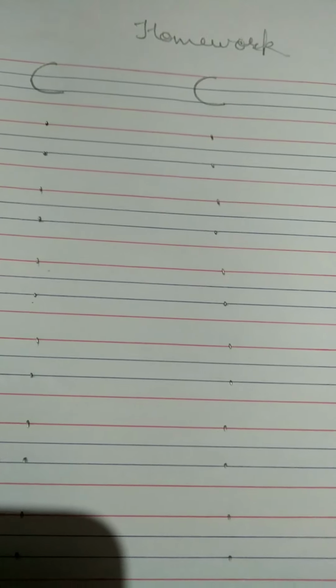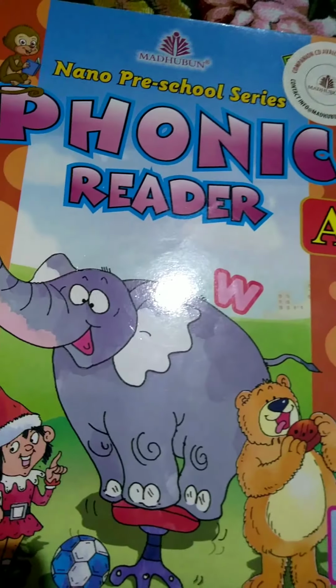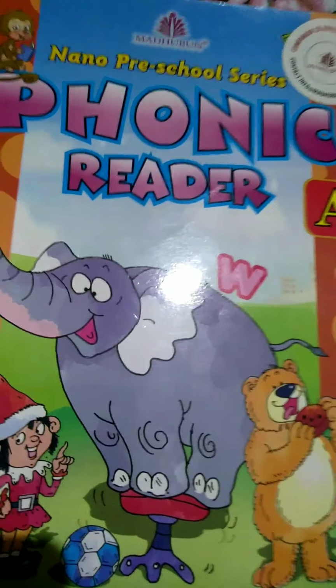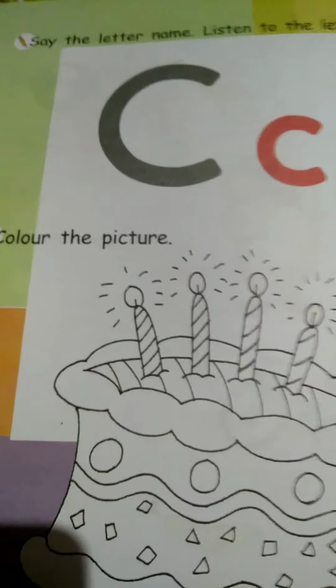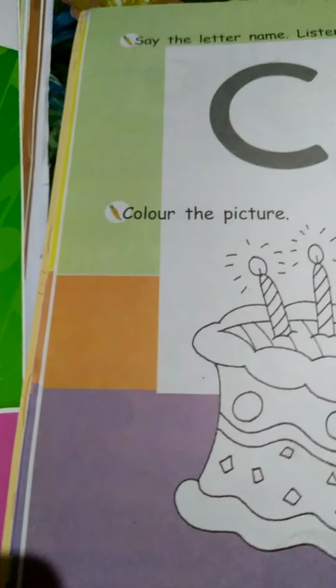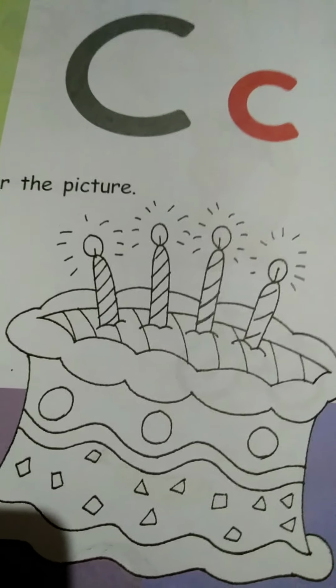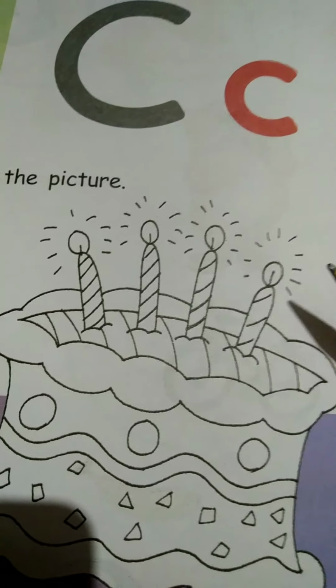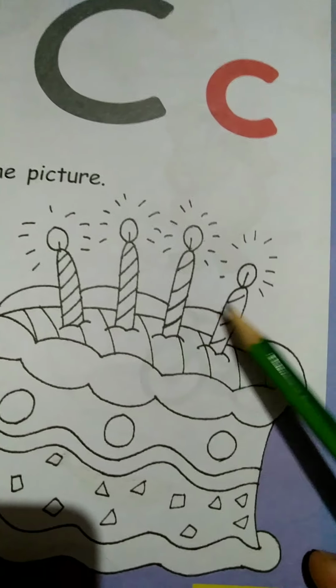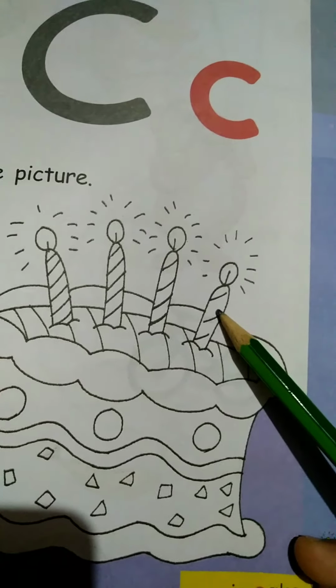Now children, take out your book Phonic Reader. Children, in your book Phonic Reader, open page number 8. Yes children, you can see here there is a cake and there are candles over the cake. See, 1, 2, 3, 4. 4 candles are there. So you will color this and now come to the next page.